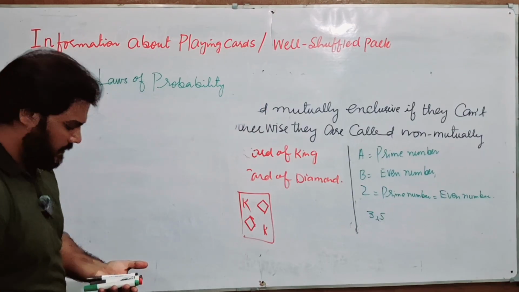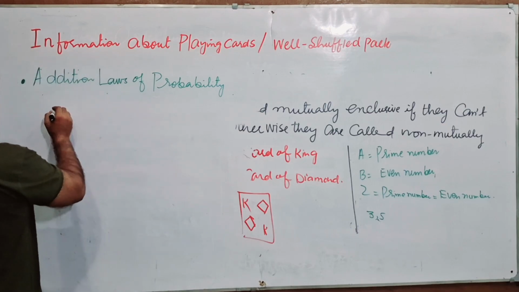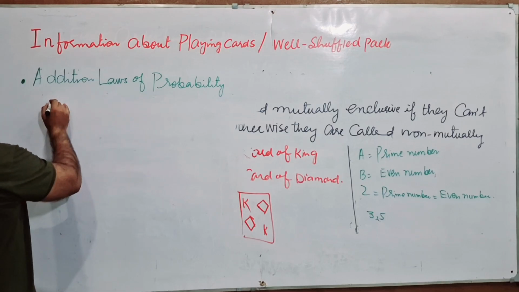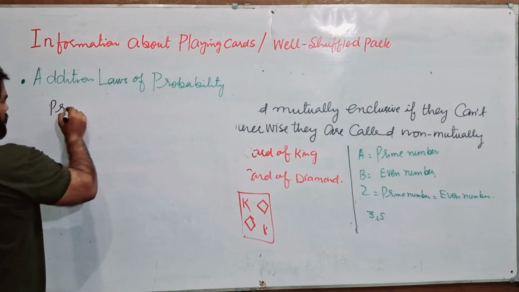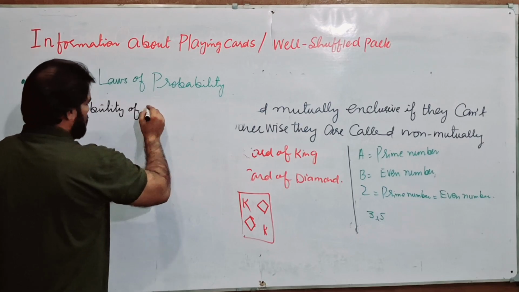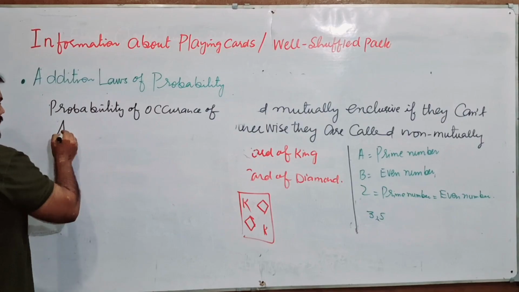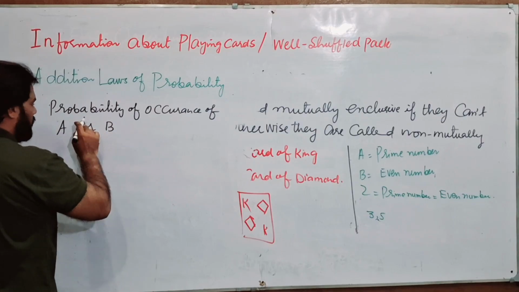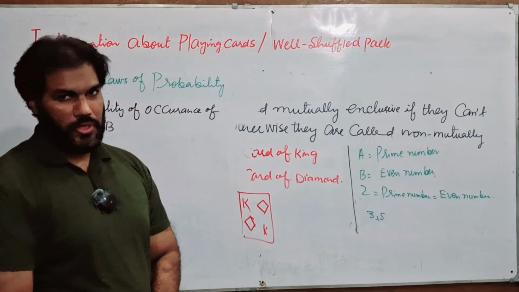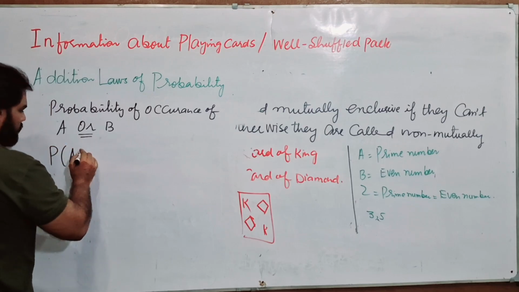First of all, when do we have to use the addition law of probability? When you see that we have to find the probability of occurrence of A or B, when you see this word "or", it means we will use the addition law of probability, and symbolically this can be written as probability of A union B.